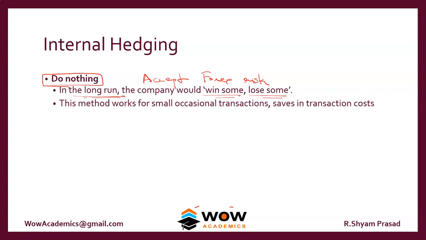They feel this is because this method works for small occasional transactions and it saves on transaction cost. So when the gains and losses are going to nullify each other, then you are only going to waste transaction cost in trying to hedge your forex risk.